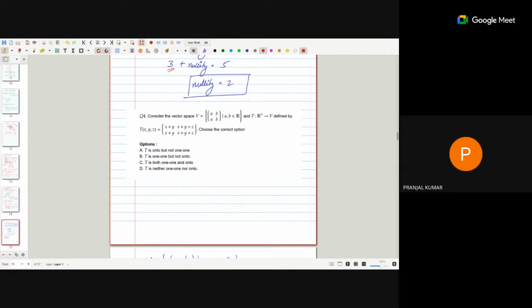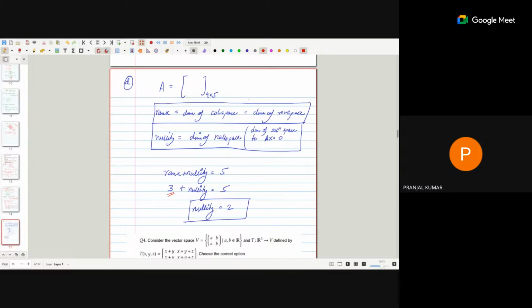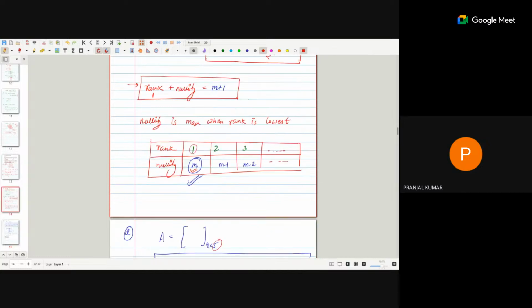So see, rank was given as 3. So you will use rank plus nullity is equal to 5, that is the number of columns present in the matrix. So you will substitute 3 here, plus nullity, and you will calculate it. Nullity will come out to be 2.